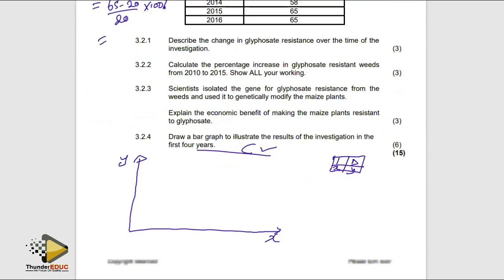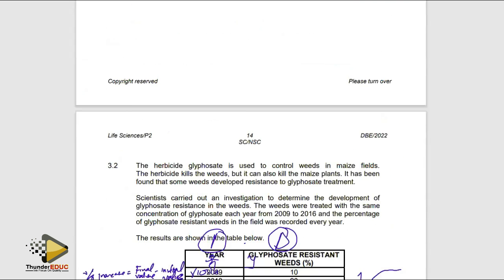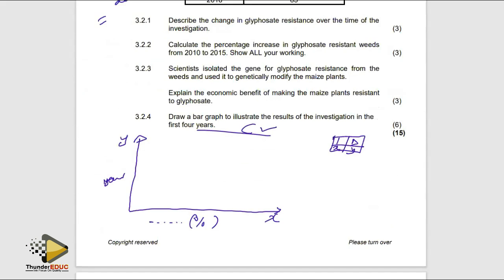glyphosate resistant weed percentage. So it means that the resistance is going to be here, and then the units, it is in percentage. Then the time is going to be here, which is year, and for the years, they don't put anything. So if you just say time in years or just year, then it's fine.